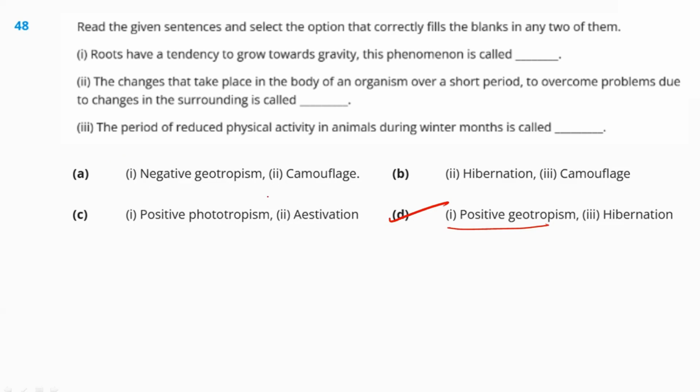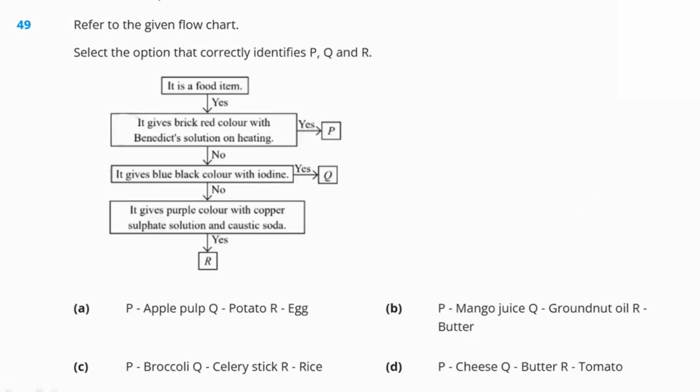And the third one would be: the period of reduced physical activity in the animals during winter is known as hibernation. So third is hibernation. So automatically option D becomes our right answer. Next, refer to the given flow chart. Select the option that correctly identifies P, Q and R.